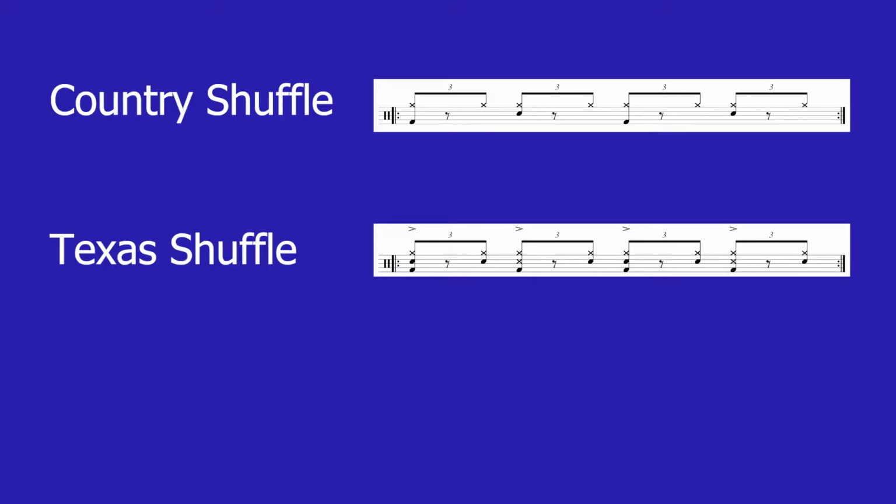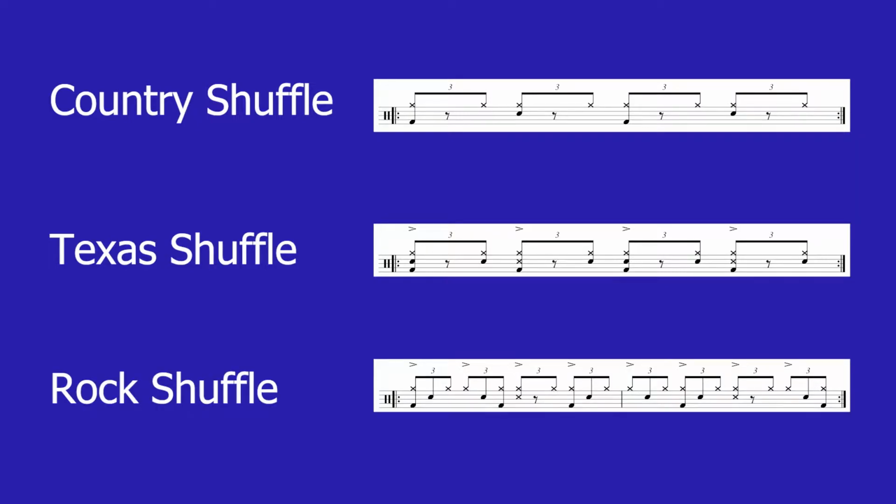Blues, rock, country, they're all branches from the same tree, and a shuffle beat is an important part of what established each genre. So I'm going to break down what I call the country shuffle, the Texas shuffle, and the rock shuffle. A shuffle beat is a rhythmic pattern that alternates long and short spaces between notes.